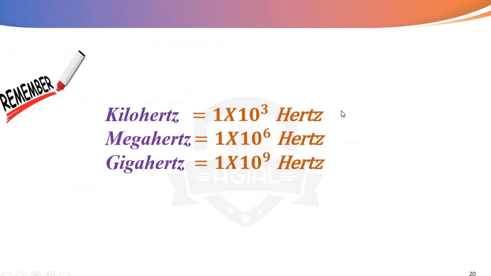Remember that the multiples of hertz are kilohertz, megahertz and gigahertz. Kilohertz equals 1 multiplied by 10 power 3 hertz, while megahertz equals 1 multiplied by 10 power 6 hertz. Gigahertz equals 1 multiplied by 10 power 9 hertz.